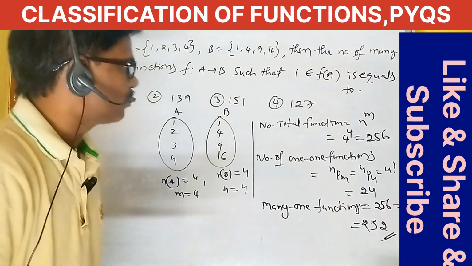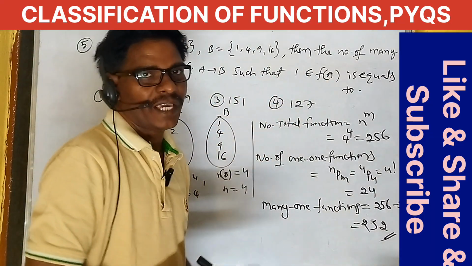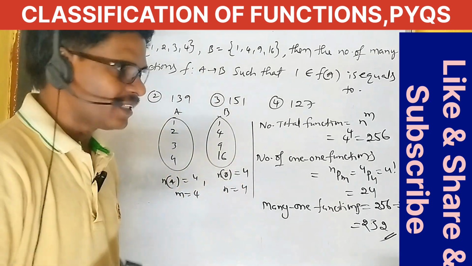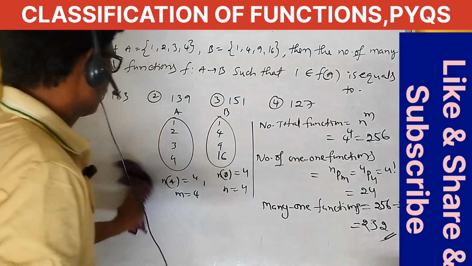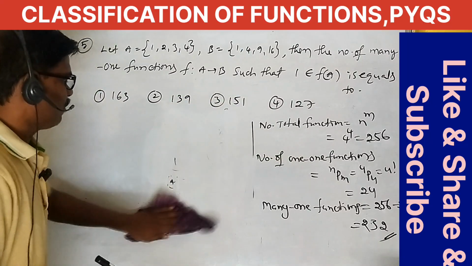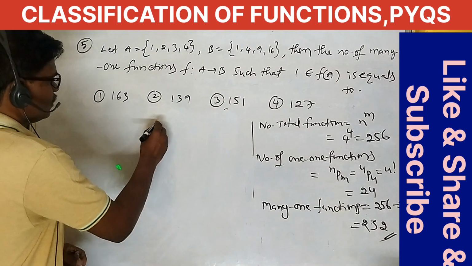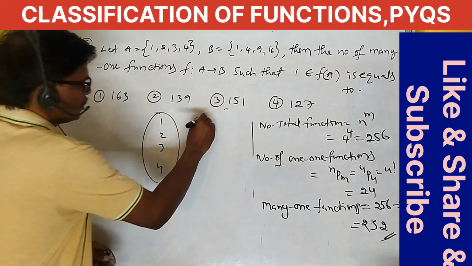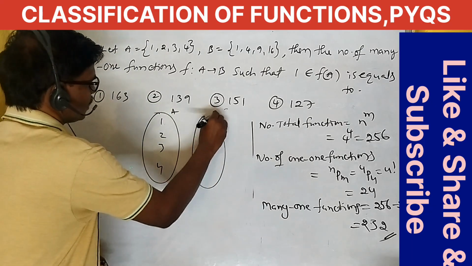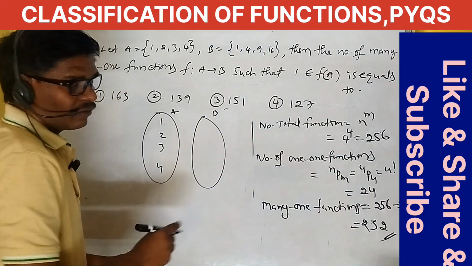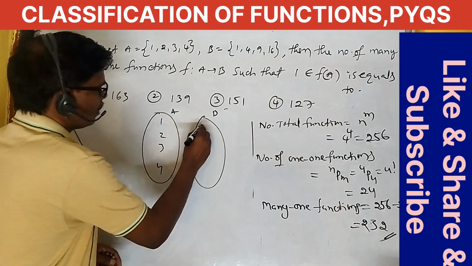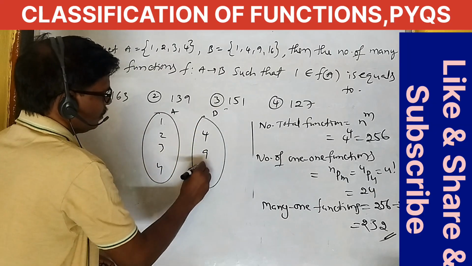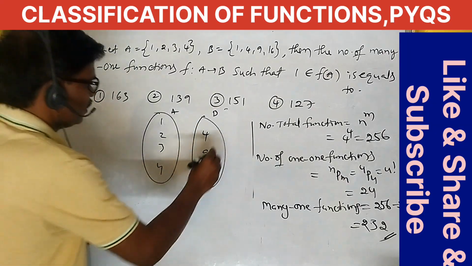What is the question asking? 1 belongs to f(A). So 1 not belonging to f(A) is the subtraction. What is the condition here? 1 belongs to f(A), where f is a function from set A {1, 2, 3, 4} to set B. 1 not belonging means the images can only be 4, 9, 16.